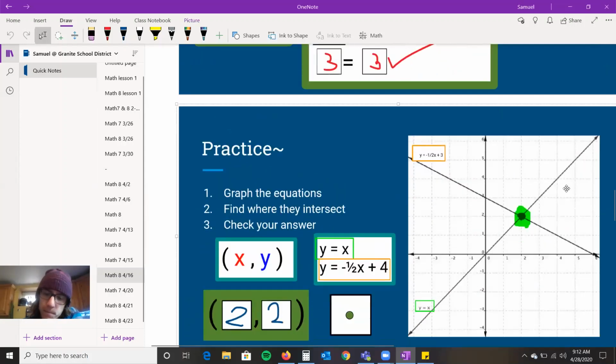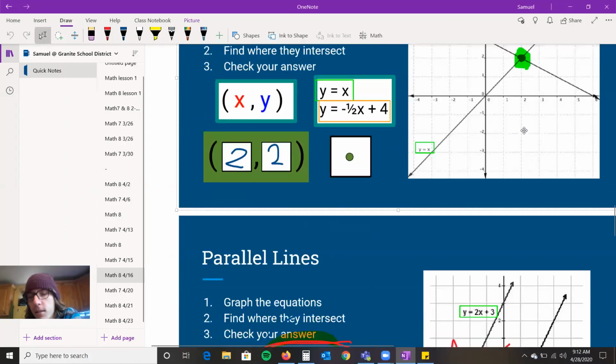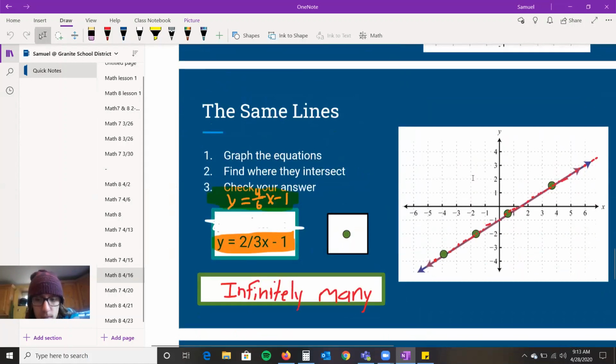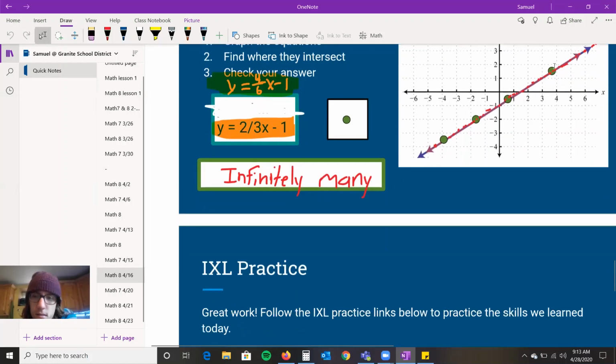This one says, where do they intersect? Right there at (2, 2). This one, where do we intersect? Oh, it doesn't intersect, so it's no solution. If they're the same line, where does it intersect? Well, it intersects every single spot. If they're right on top of each other, it's all touching, so infinitely many solutions because it touches the other line infinitely many times.